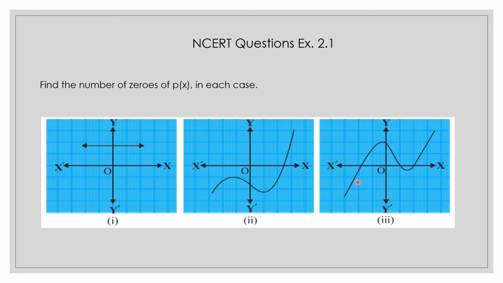And for the third graph, we can see it passes three times through the x-axis. That means 1, 2, and 3, so the number of zeros is 3, which makes it a cubic polynomial. For a cubic polynomial, the number of zeros is 3. For a quadratic polynomial, the number of zeros is 2, and for a linear polynomial, the number of zeros is 1. So the second graph is a linear polynomial, and the third graph is a cubic polynomial.